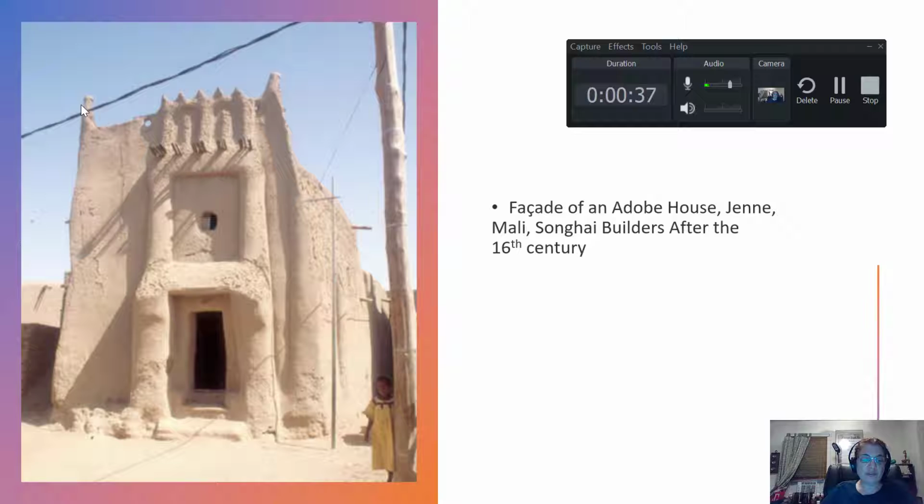During the 15th and 16th century, the empire of Songhai arose along the Niger Bend, and this is where the river kind of curves a bit and slows down. So it was built along this area and also the conquered lands formerly known as Mali.